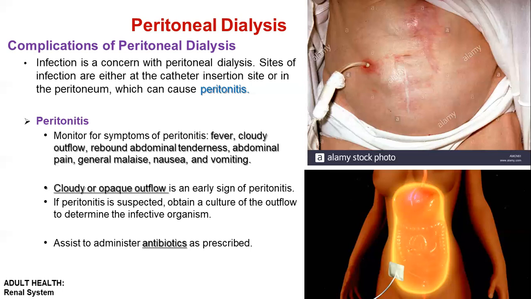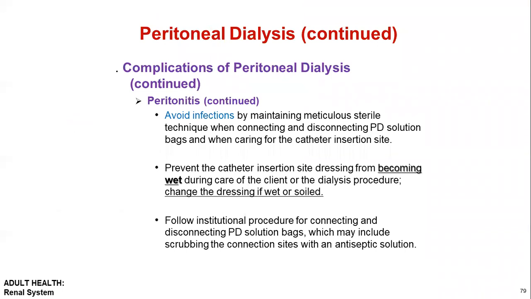It is an infection, so we will get signs of infection like fever, increased body temperature, or cloudy outflow, rebound abdominal tenderness, abdominal pain, general malaise, nausea, and vomiting. And I said the output should be cloudy, and definitely we give them antibiotics to treat the infection.